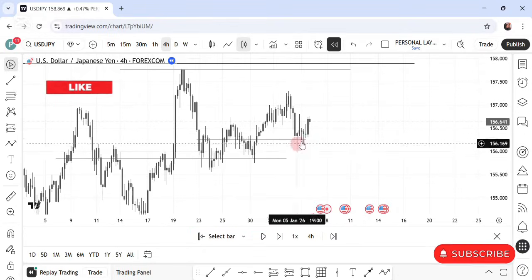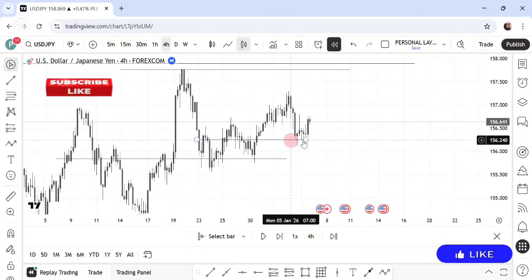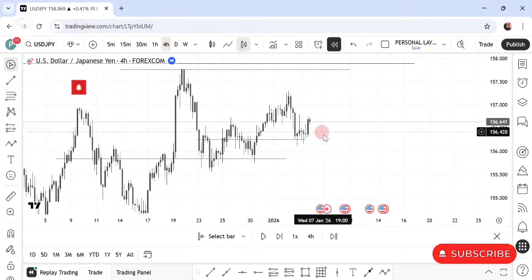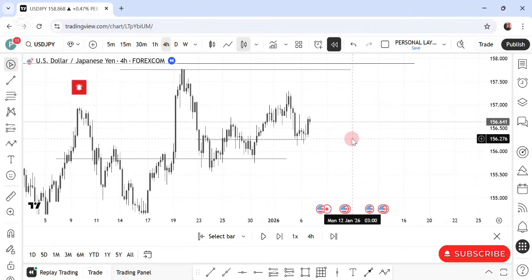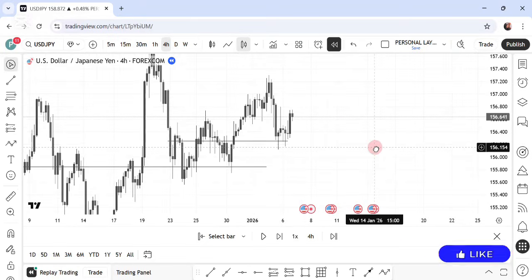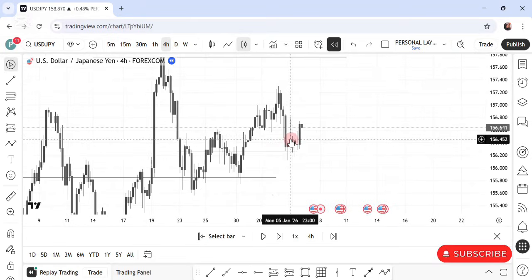I don't want to delete this, so you get to understand that this is where the daily time frame rejection happened, right? So we want to know where we have gotten our 4 hours breakout. So from the look of things, where are we seeing our 4 hours breakout? This is where we have our 4 hours breakout.